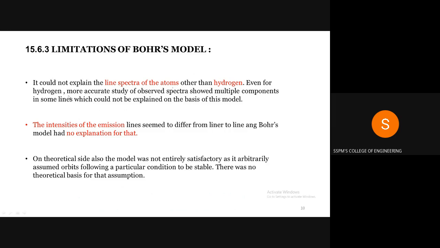Even for hydrogen, more accurate study of spectra showed multiple components in some lines which could not be explained on the basis of this model. Okay, this is the first limitation. Next one, the intensity of the emission lines seems to differ from line to line, and Bohr's model has no explanation for that.